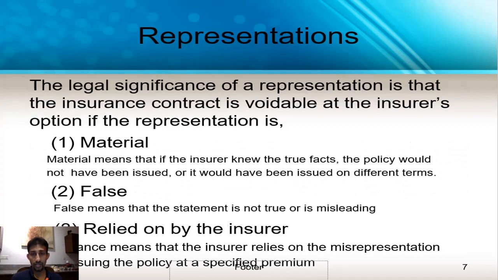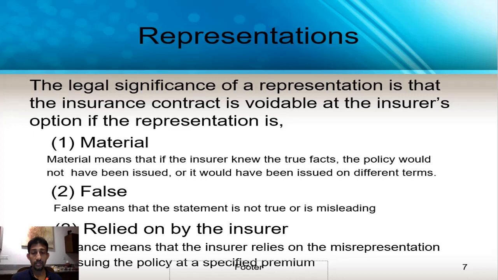These representations are very important for an insurance contract, and when this information is misrepresented, the insurance contract can be voidable, especially if the representation is material or false or relied on by the insurer. What do we mean by material? Material means that if the insurer knew the true facts, the policy would not have been issued, or it would have been issued on different terms.